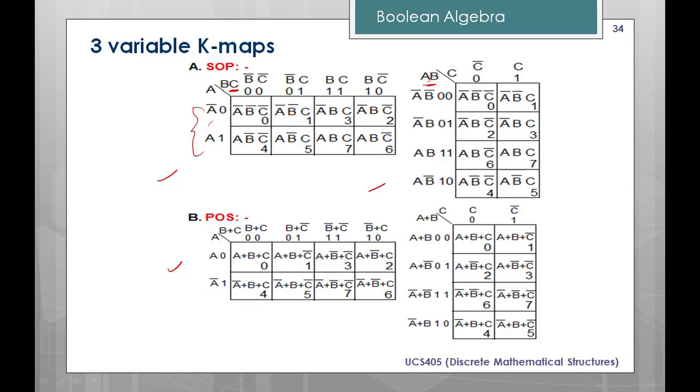For the POS form, the same thing is there: A plus B plus C, A plus B plus C bar, because for 0, there is no need of bar in the case of POS form, which we studied earlier in my last video. So in this way we can plot the general maps using SOP and POS form.